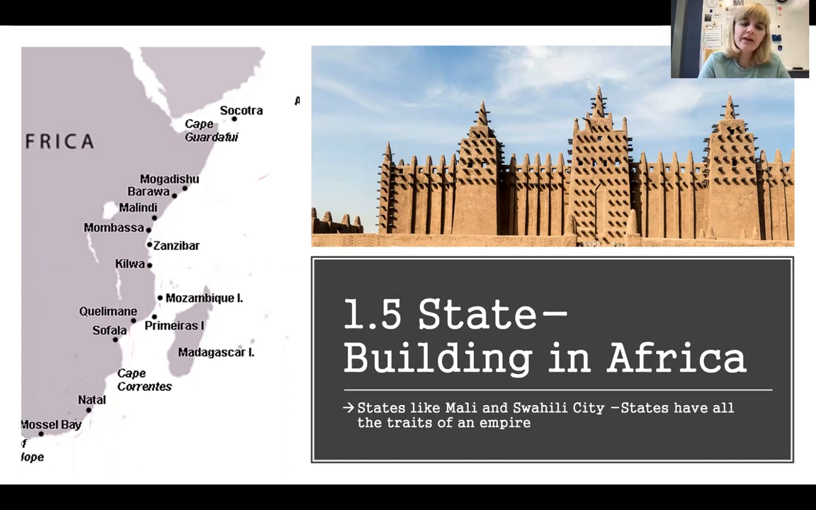On the other hand, East Africa is going to have lots of these little tiny city-states. These little city-states will be known for trade. Most of them will practice Islam. They'll heavily trade on the Indian Ocean trading route. They'll trade a little bit of gold, but they'll also trade enslaved people. Remember, the Indian Ocean slave trade is one of the oldest in the world. But what you need to know is that Mali in West Africa and the Swahili city-states in East Africa have all the traits of an empire.